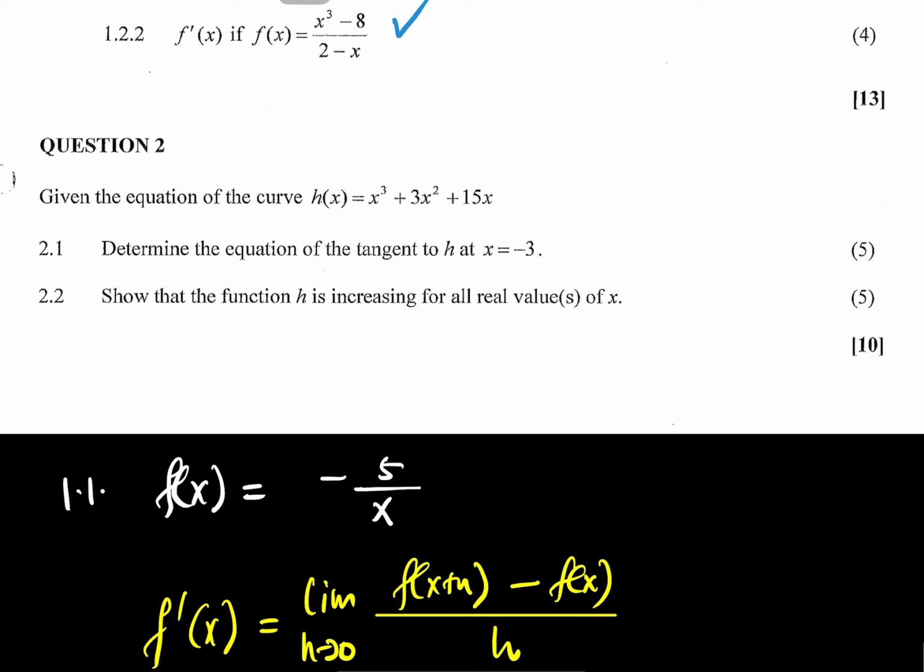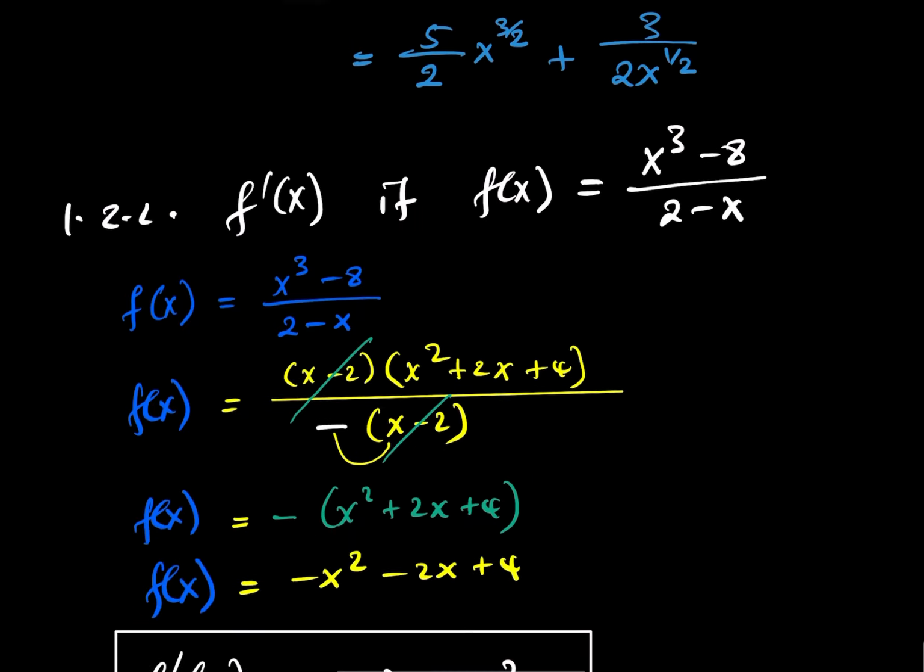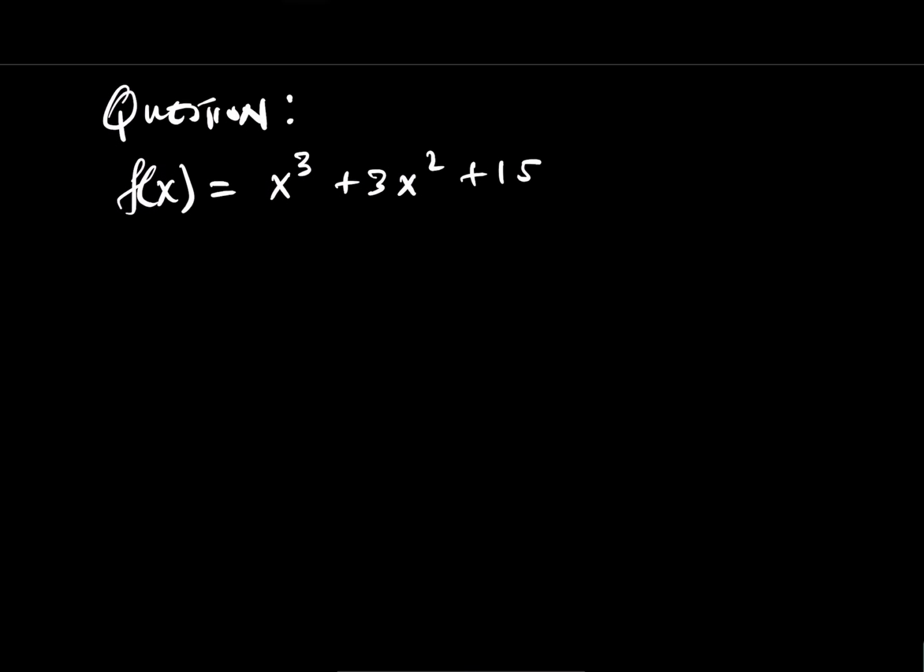Now they are saying to you, determine the equation of the tangent to h at x is equal to -3. I need to make sure that I copied h. I wrote f at x, so I'm used to f. Let me change that to h. So 2.1, we want to find the equation of the tangent at x is equal to -3.